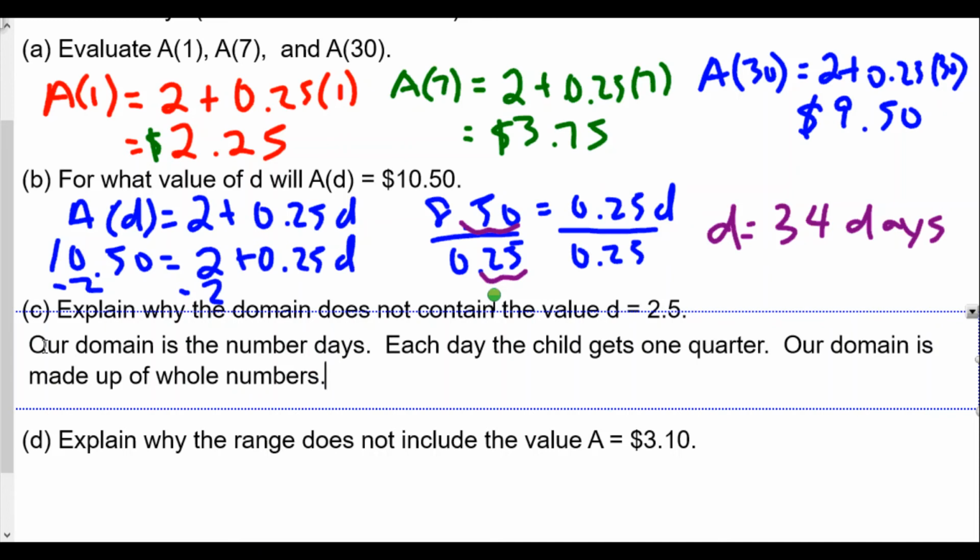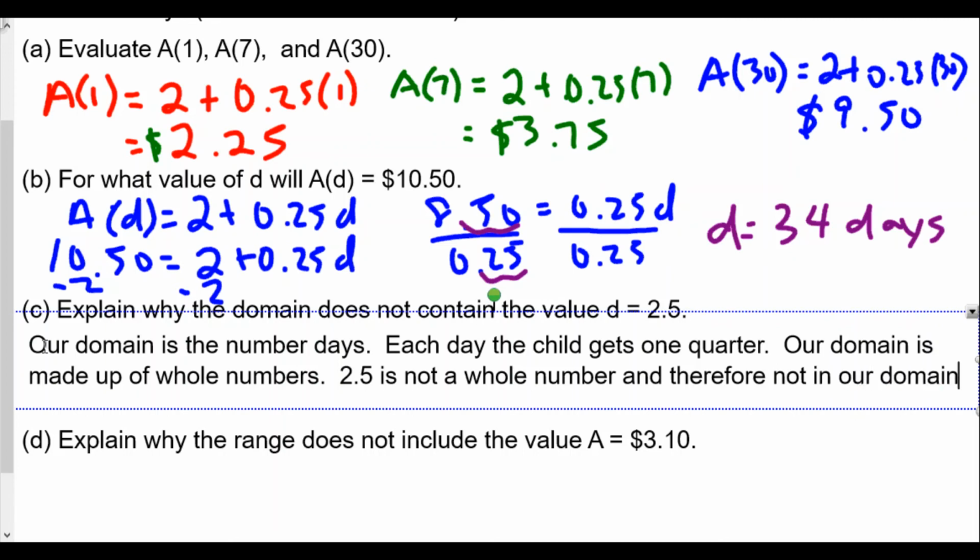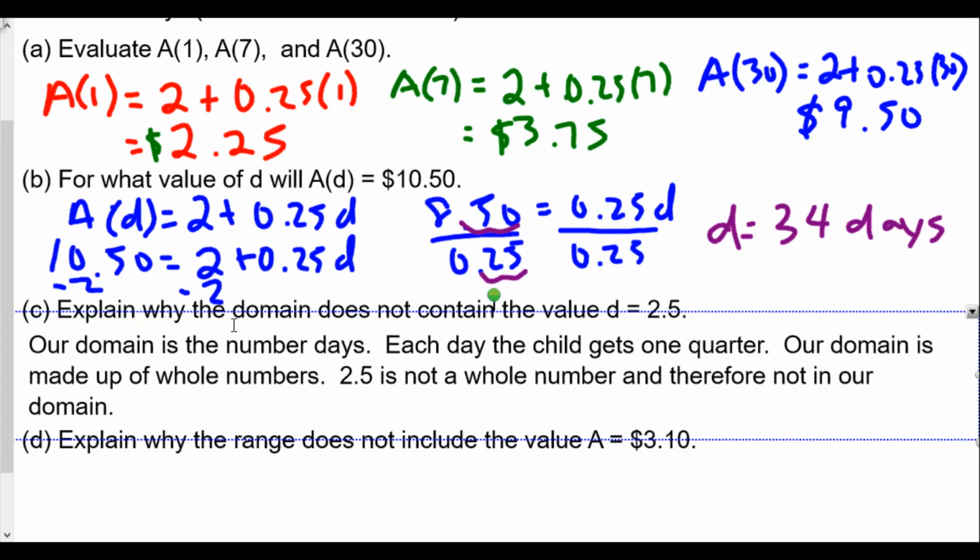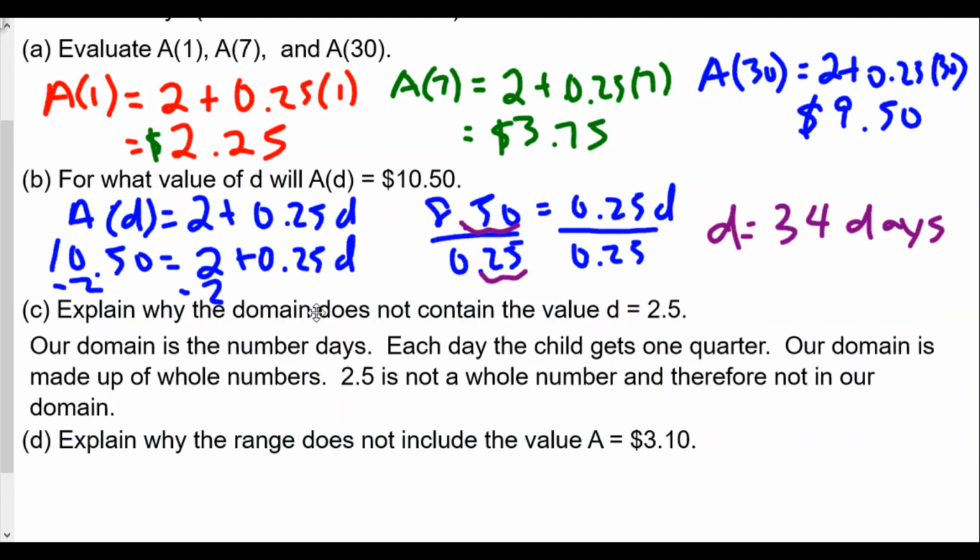Okay, so therefore, 2.5 is not a whole number, and therefore not in our domain. Okay, so our domain is made up of whole numbers, and that's how we talk about this here. And so that's why you can't have D equal 2.5. So our D values are always going to be either 0, 1, 2, 3, 4, 5, and so it's all whole numbers, no decimals, okay, no negative numbers because you can't go back in time.